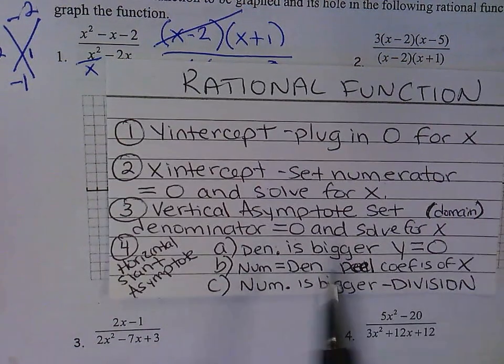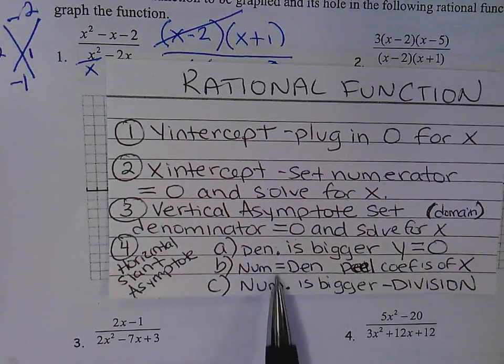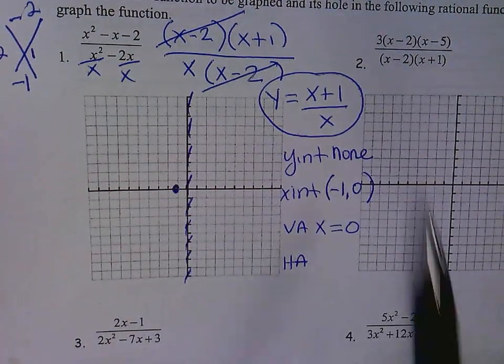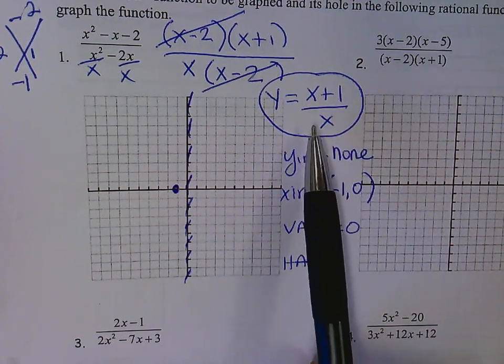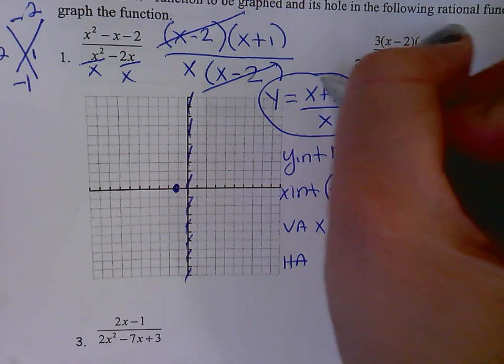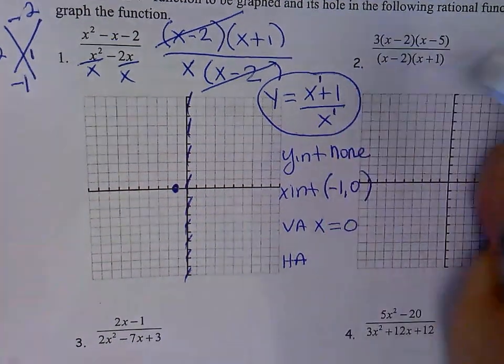Okay, so step 4, I compare the numerator with the denominator. So what's the degree? Degree is 1 here. And the degree is also 1, right? This is x to the first power, and this is also x to the first power.